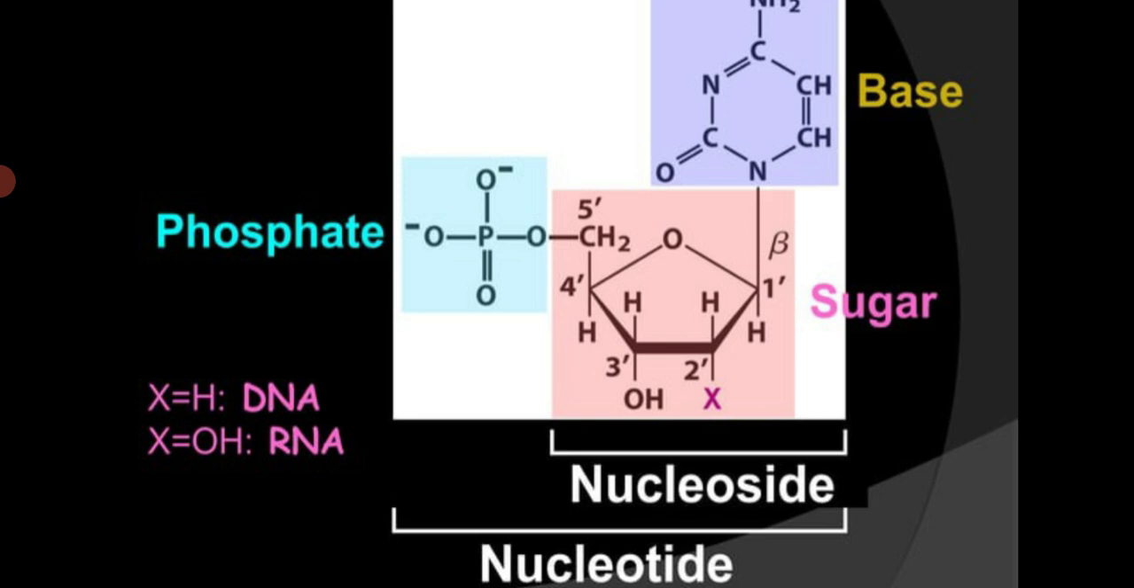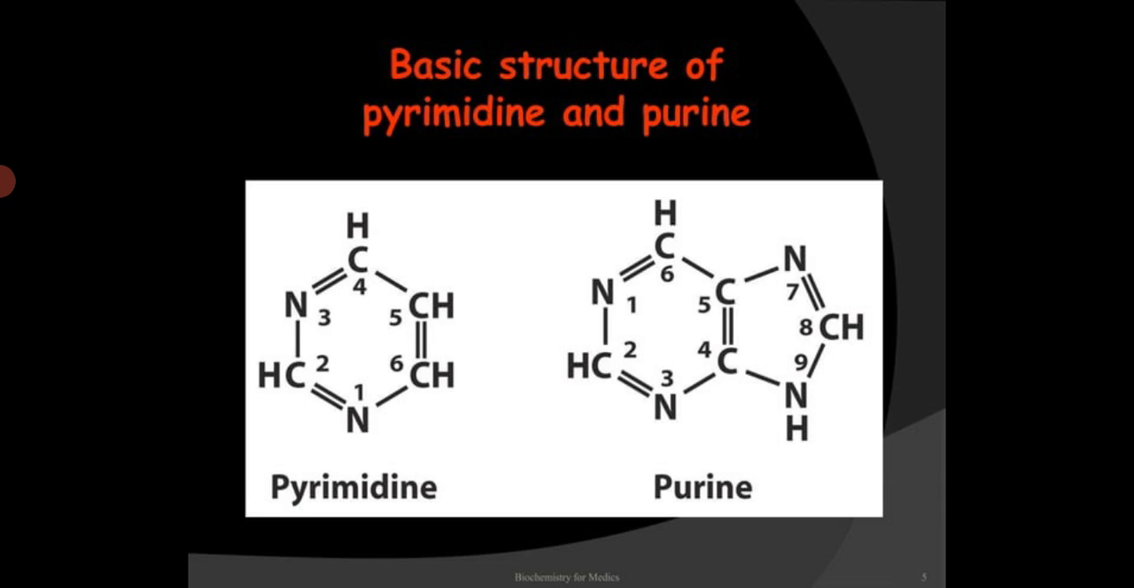Then the third component is the phosphate. The phosphate group is highly acidic, so the molecule is called deoxyribonucleic acid. Each phosphate group is joined to the third carbon atom of one deoxyribose and to the fifth carbon atom of another deoxyribose with the help of phosphodiester bonds. So these are the three components of one deoxyribonucleotide.